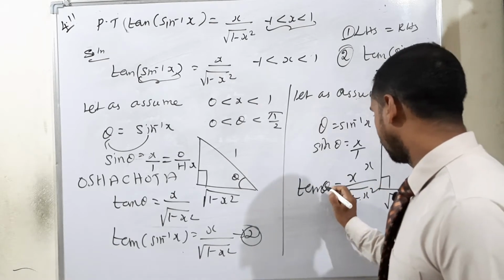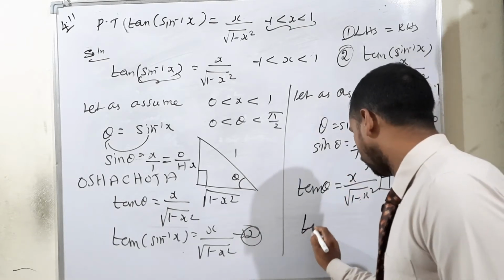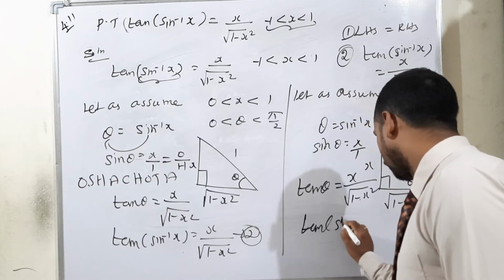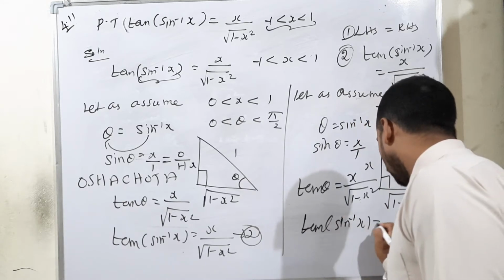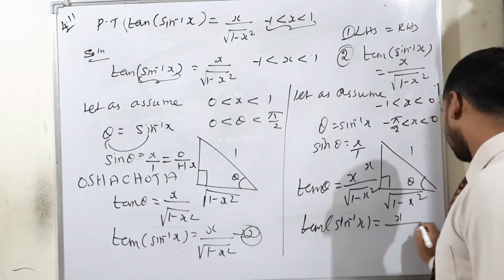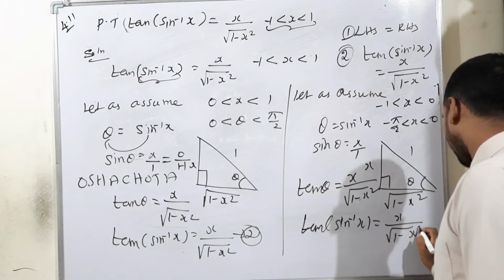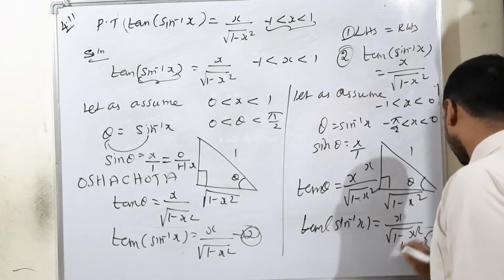Therefore, instead of theta we can take sine inverse of x. Tan of sine inverse x is equal to x by square root of 1 minus x square. This is considered equation number 3.